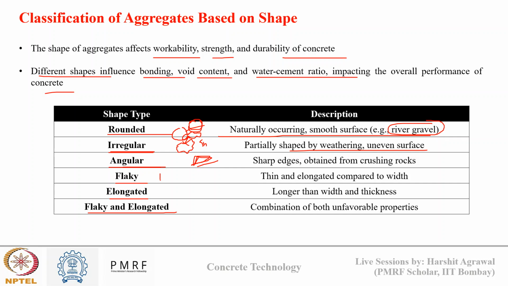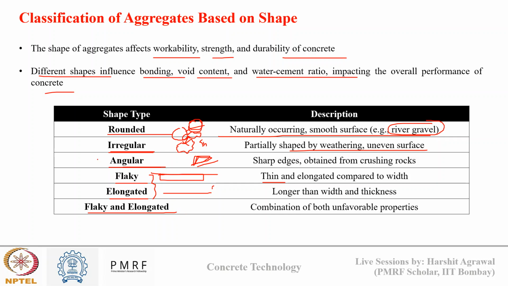There's flaky aggregates, which are thin and elongated compared to width. Okay, there's elongated aggregates which have very high dimension in one section and very low dimension in the other two dimensions. Okay, so these flaky and elongated aggregates, again, have poor workability and poor strength also. Why? Because of their surface nature. They are plate like surface through which cracks can propagate, so they are poor in both workability and strength. And there are some aggregates which are both flaky and elongated.